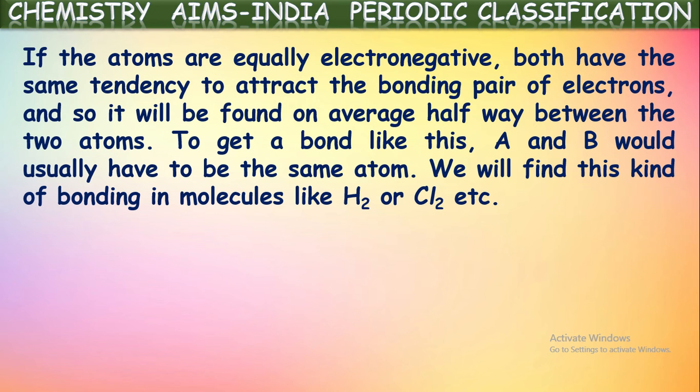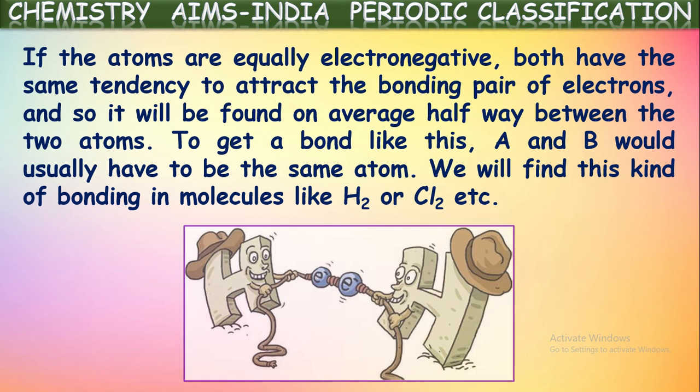Usually, we will find this kind of bonding in molecules like H2, Cl2, N2, O2. In all these molecules, the same kind of atoms bond together. As they are of the same kind, both will pull the pair of electrons towards them with equal force. Then the pair of electrons will be shared by both the atoms equally.